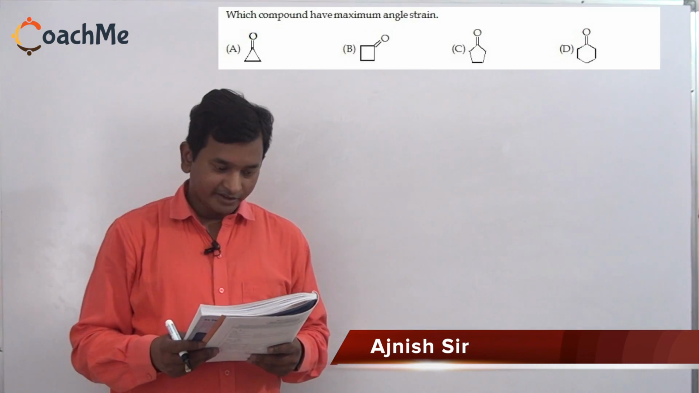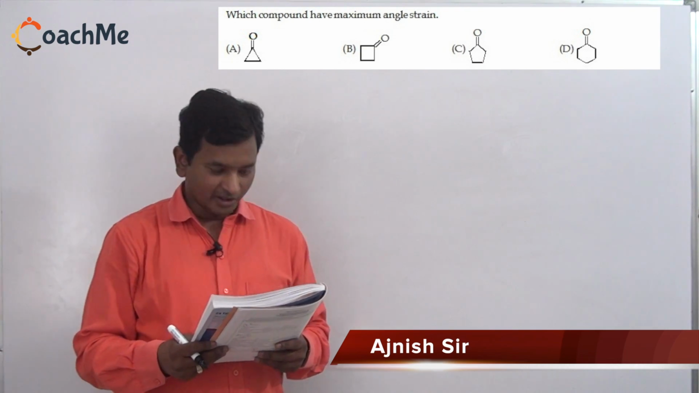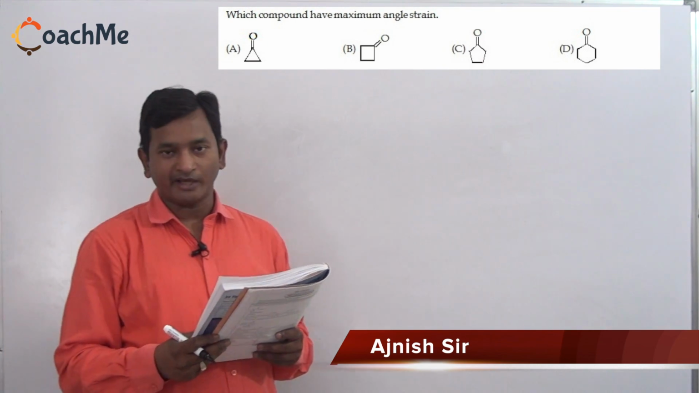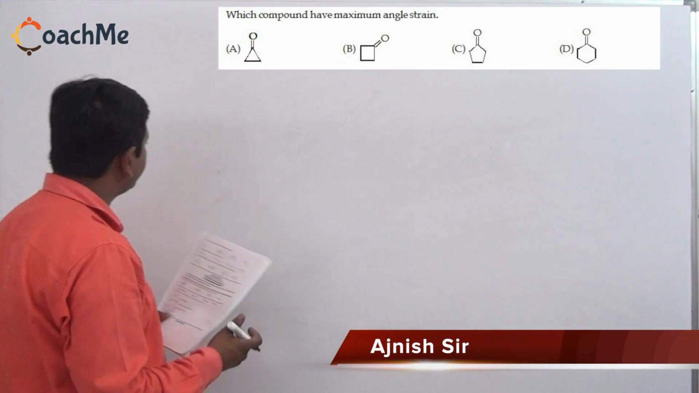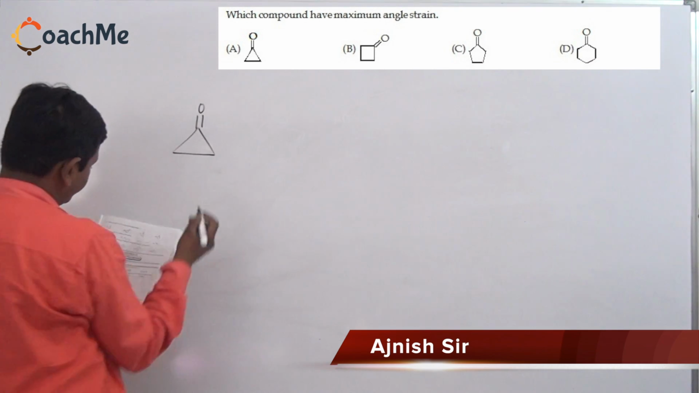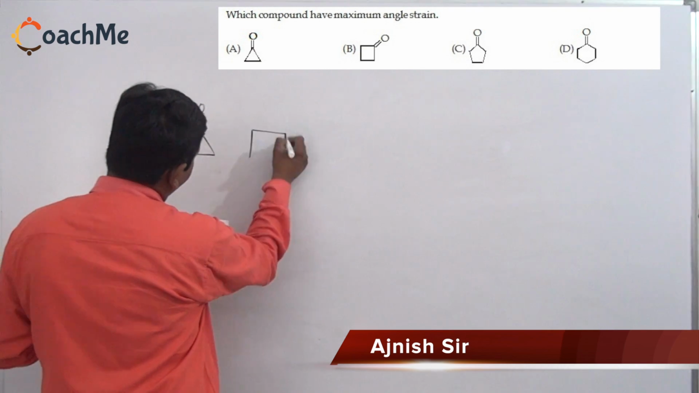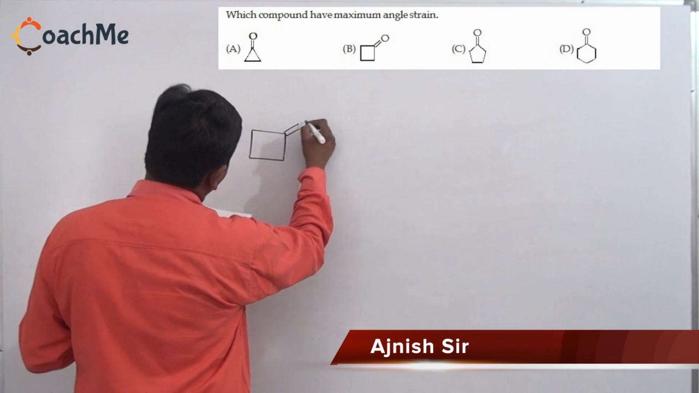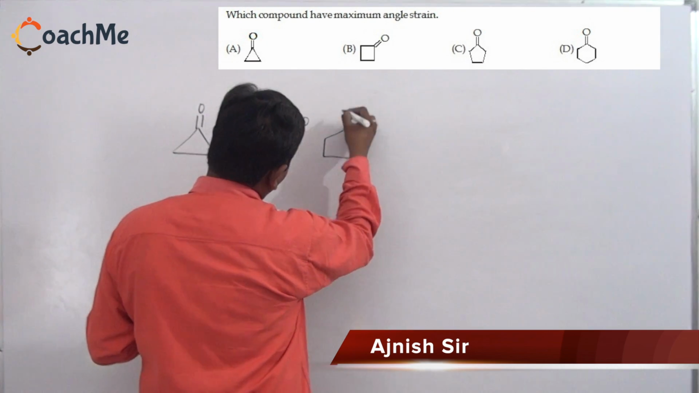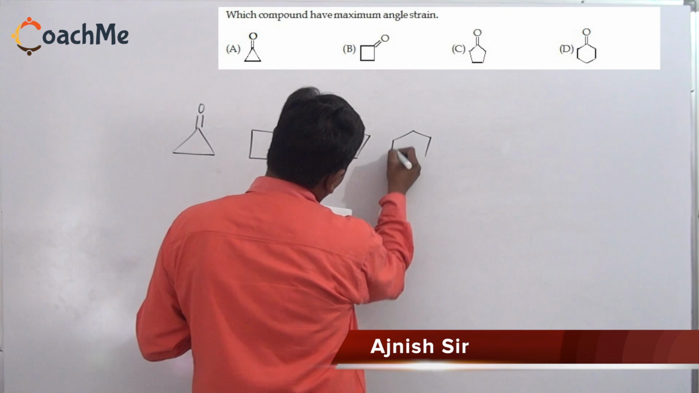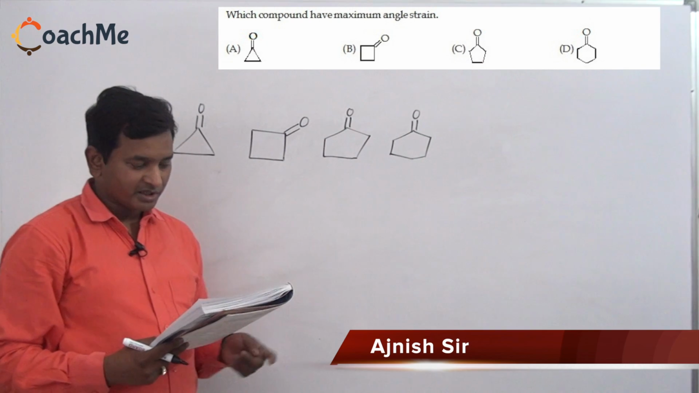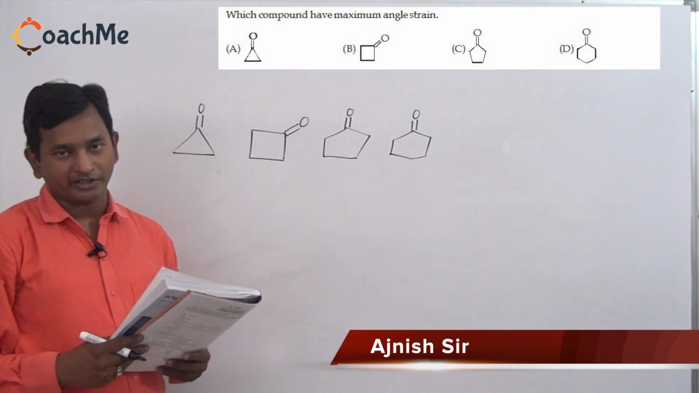Now question 8, again of SCQ. In this question, I have to ask which compound has maximum angle strain. In the first option, a 3-membered ring with a ketonic functional group is given. In option B, a 4-membered ring with a ketonic functional group. In option C, a 5-membered ring with a ketonic functional group. And option D, a 6-membered ring with a ketonic functional group. And the question asks which compound has maximum angle strain.